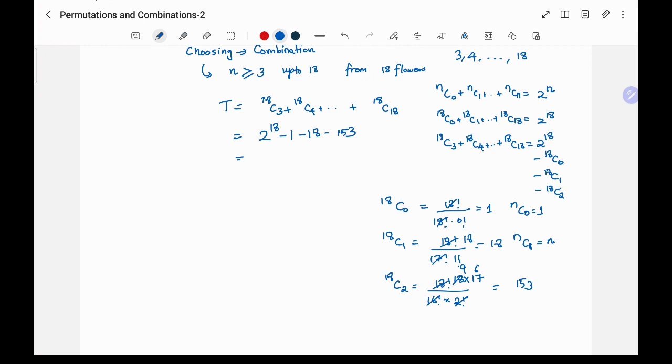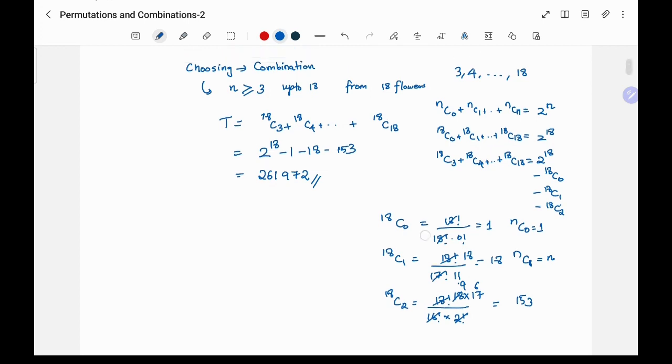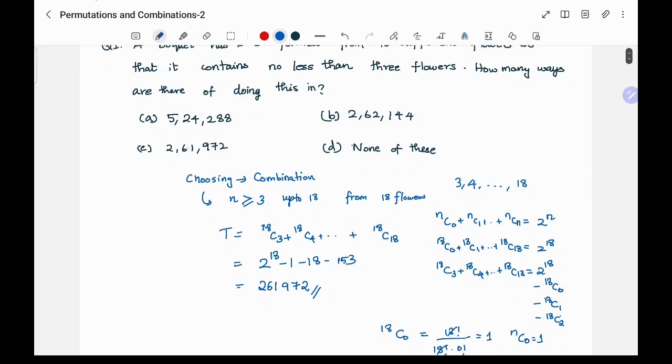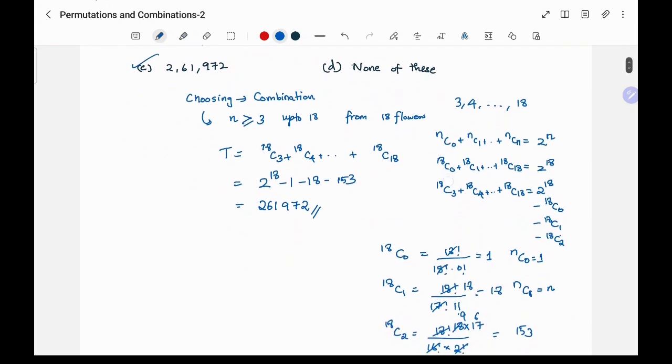So 2 power 18 minus 1 minus 18 minus 153. So this will give you 261972. So this will be the total number of ways of choosing the flowers, not arranging. Bouquet is just choosing the flowers, right? It's just like a combination of different types of flowers. So the answer is 261972, which is option C.